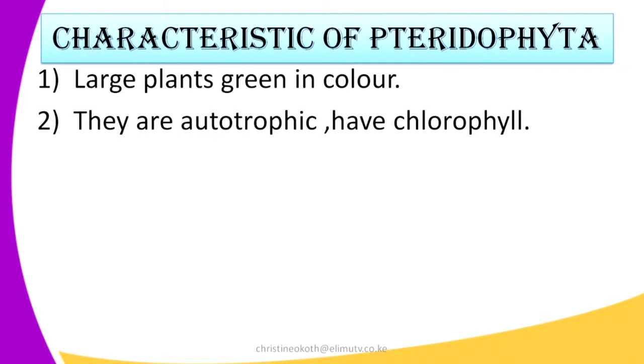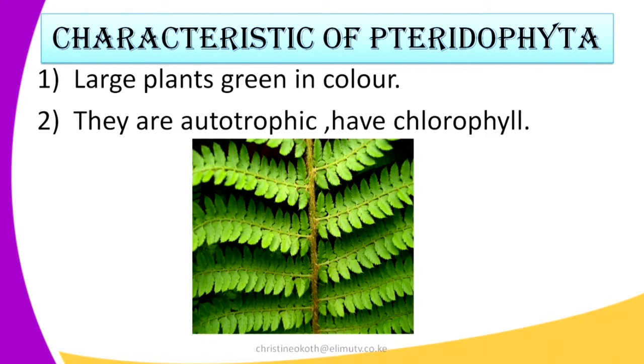Now let us look at the characteristics of Pteridophyta, the organisms which are found in this division. As we said when we were describing Pteridophyta, they are large plants, green in color, and autotrophic. They have chlorophyll, so they are able to make their own food. An example is a fern. They are green in color, which means they have the green pigment chlorophyll, and they are in a position to make their own food.